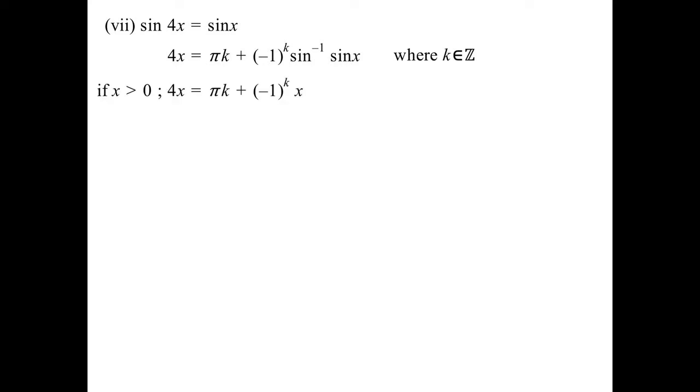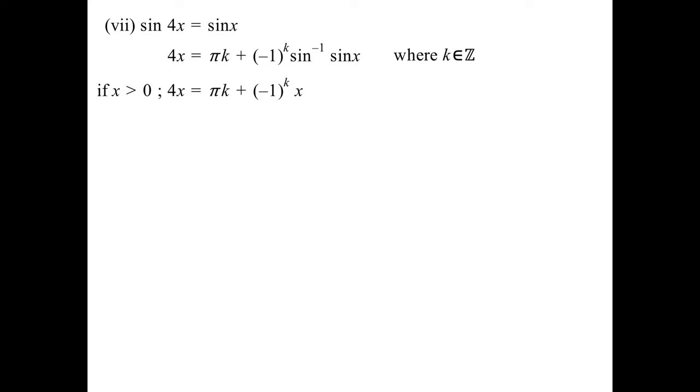Try a sine one. So sine of 4x is equal to sine of x. There's my general solution. But that's for 4x, of course. Again, we have this situation of inverse sine of sine x. And we'll get different answers depending on whether x is positive or x is negative. So let's see what happens with this one. If x is positive, well then I will get just x. So 4x is equal to pi k plus minus 1 to the power of k times x.